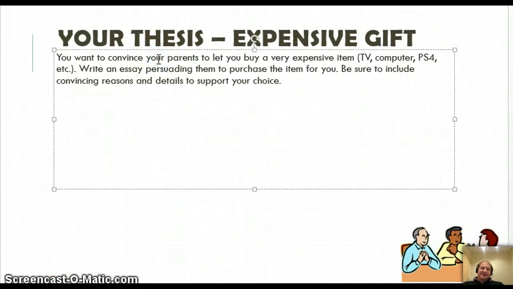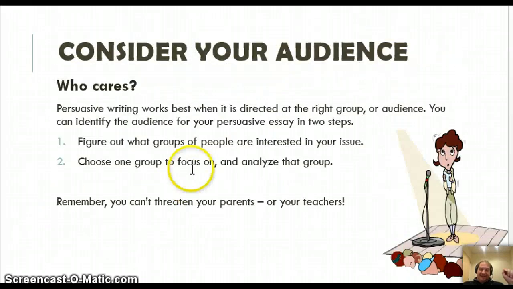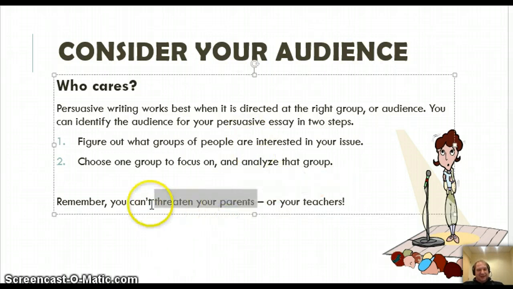Here's something we'll do in the live class. Christmas is coming. Let's say you want a new TV, a better computer than we gave you, a PS4. How will you convince your parents to do that for you? You're going to need some good reasons. So remember, consider your audience. Persuasive writing is best when it is aimed at the right person. You can't talk to me the way you talk to your friends. You can't talk to your parents the way you talk to me. You can't talk to your friends the way you talk to your parents. So you have to look at who that is.